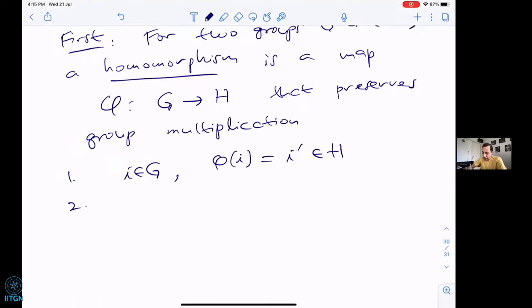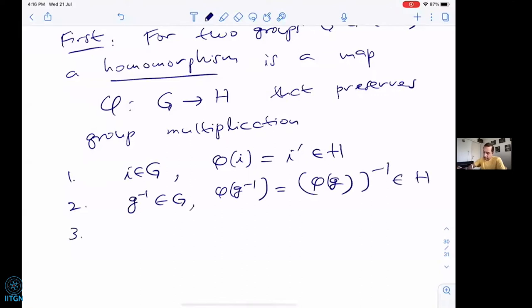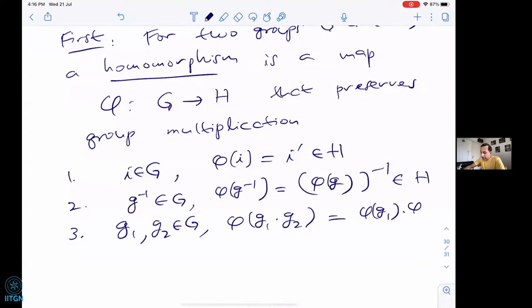Okay, now it's a map. So obviously for every small g in capital G, it will take it to some image in H. But in particular, if g inverse is the inverse of the element g in the original group G, then phi of g inverse is the same as first taking phi of g, now we are in H, and then taking the inverse in H. And three, if g1 and g2 are two elements of the group, then phi of the product g1 times g2 is the same as phi of g1, which is in H, multiplied by phi of g2, which is also in H, using the product of H.